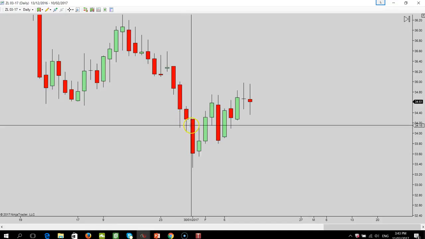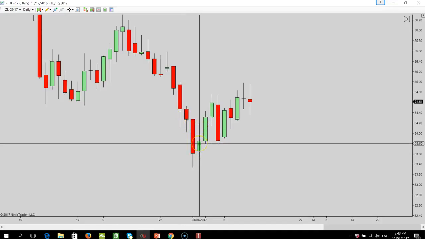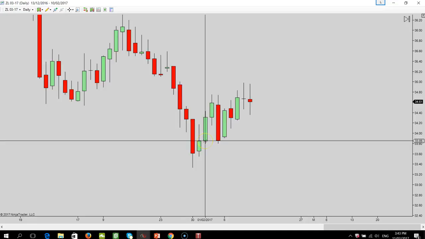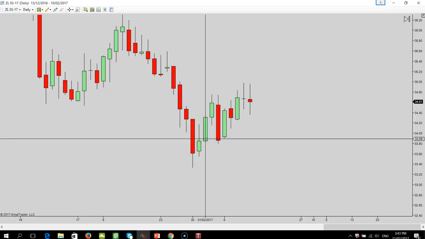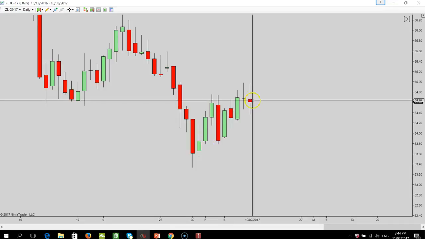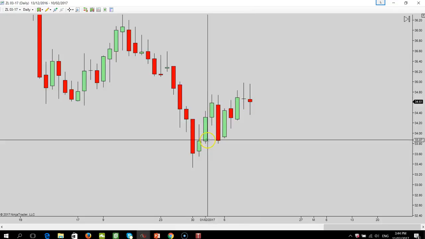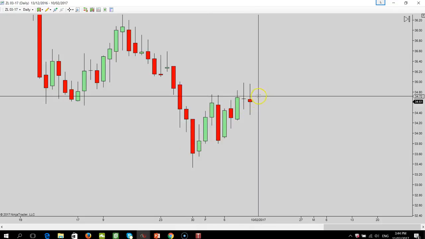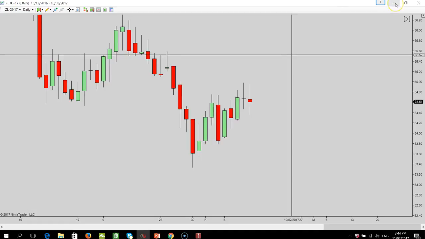Where's February? Here we go, February 1st. That's the 31st, here's February 1. So you can see it's giving you, assuming you'll be getting in long somewhere near the open, that's 33.65. And where to close on Friday, 34.65. So that's a nice move. That's a profitable trade right there.